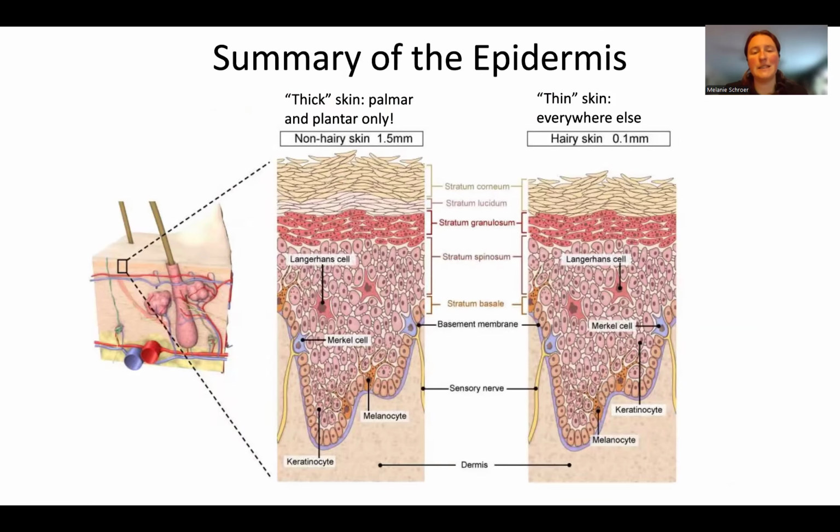And so I give you guys this image just as a summary of all the stuff that I just talked about. Here we have the thick skin and the palmar and the plantar only. Here we have the thin skin, which is literally everywhere else. Some key differences are the stratum lucidum in the thick skin, but not the thin skin. There is a thicker stratum corneum. We have these dendritic or Langerhans cells in both. Here we have the melanocytes and the multiple strata. And so that's just for you to summarize all the stuff we just talked about.